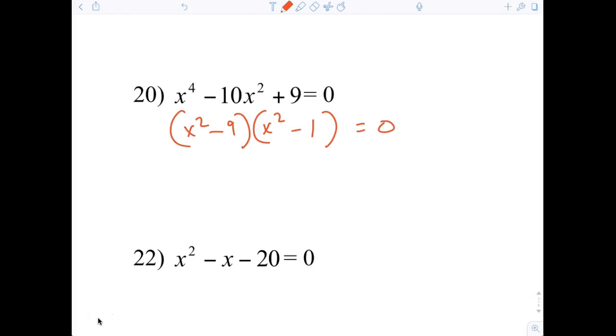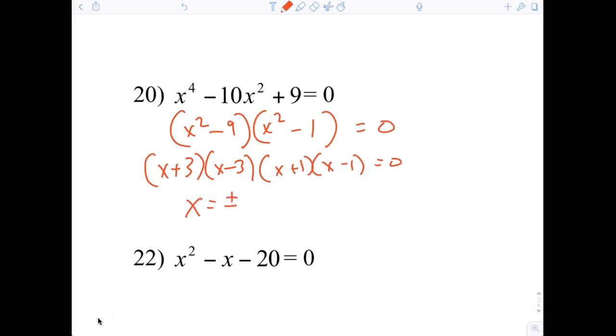Negative. Negative. Now what? Now you can factor both of them. Factor both of those. Good. Now you can see where all of the zeros are coming from. So now x is equal to plus or minus 3, comma, plus or minus what? 1. That's kind of the notation that we use. Is everybody with me?